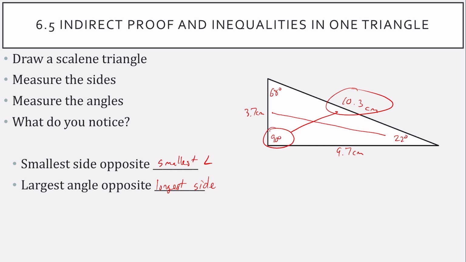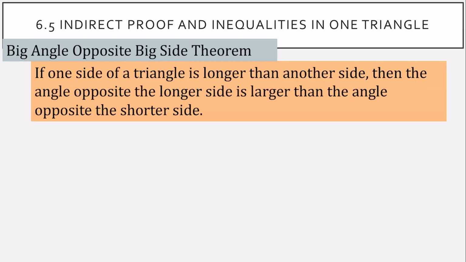That is our theorem. So our first theorem is the big angle opposite the big side theorem. Now I made up that name. It's not the one from the textbook, but it's one I like. It says if one side of a triangle is longer than another side, then the angle opposite the longer side is larger than the angle opposite the shorter side. If we like, the biggest angle is opposite the biggest side. You could expand that to say the smallest angle is opposite the smallest side.